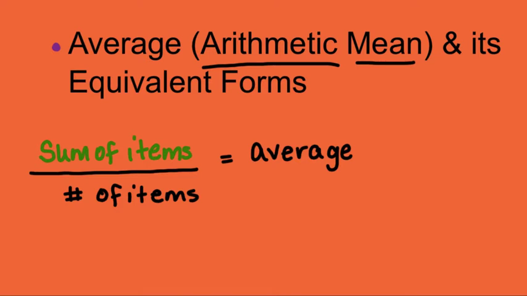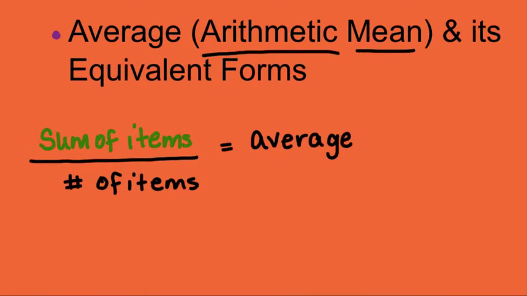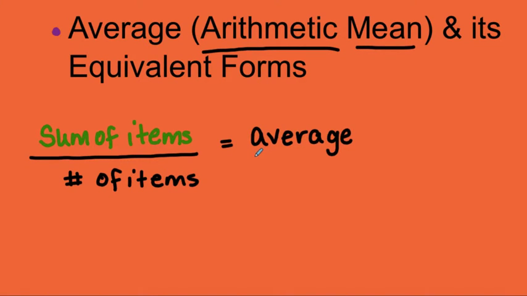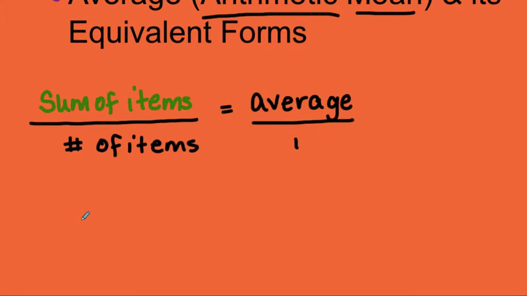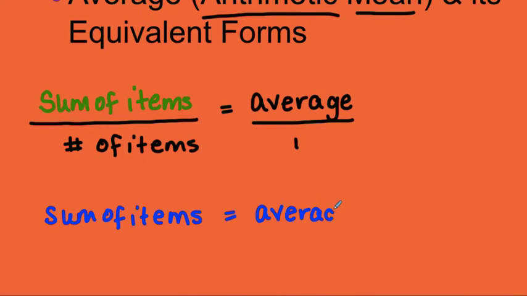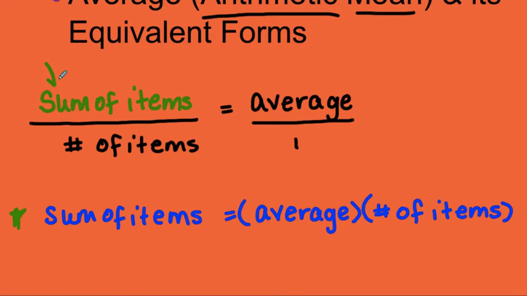Now, in Algebra 1 and Algebra 2, you learned something about literal equations. So if I think of this as a literal equation, couldn't I actually write this over the number 1? And if I think of that, then I can clear fractions or cross multiply, and you would get that the sum of the items is equal to the average times the number of items. And I will tell you that this is probably the most useful formula, if you want to call it that. This equivalent form is more useful than the first one on standardized tests, understanding why it works the way it does.